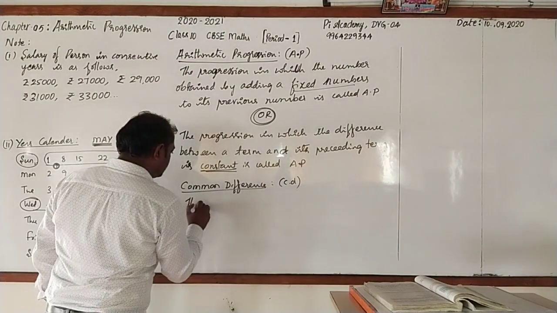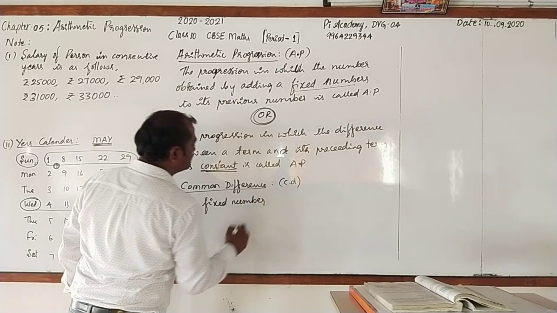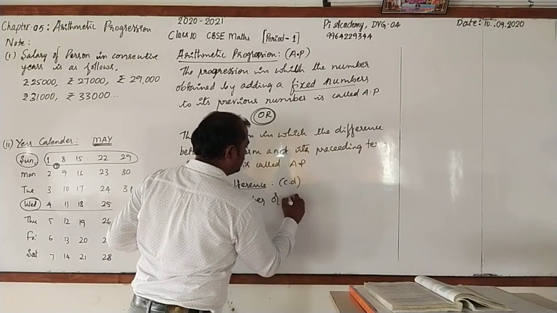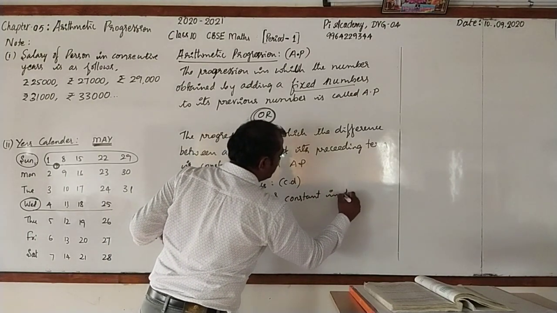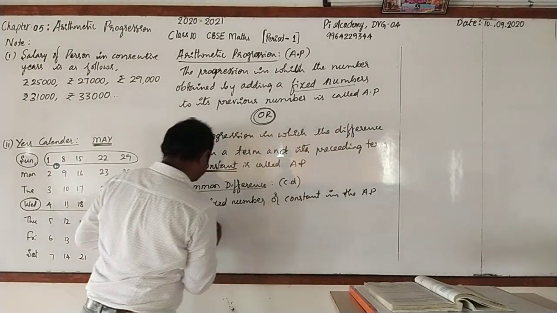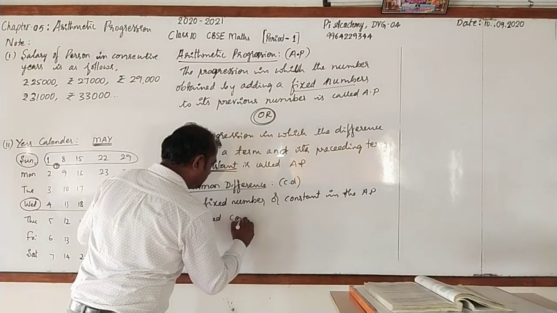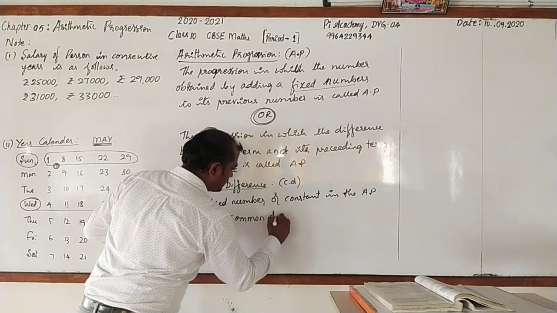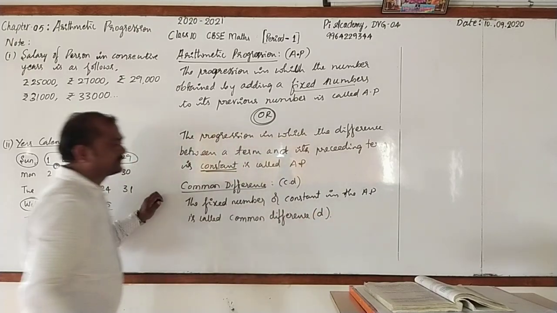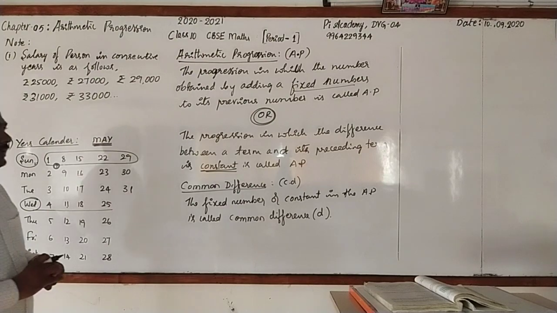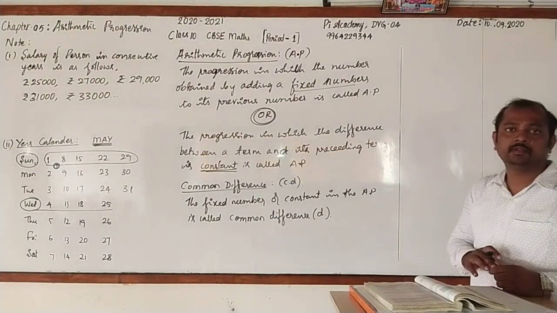Here I'll write: the fixed number or constant in the AP is called common difference. Common difference. In brackets I'll write its symbol. It is small d. Now I am going to take again an example for AP.